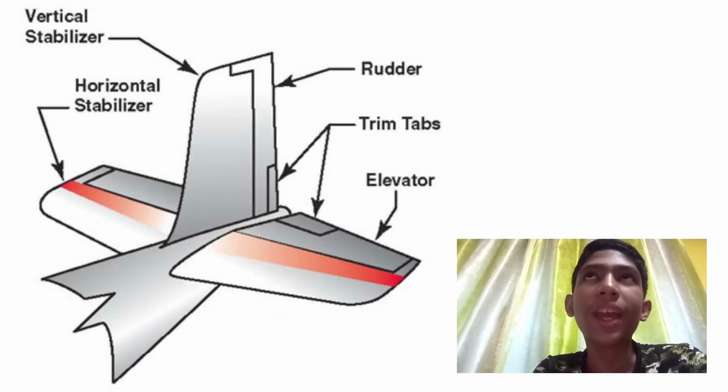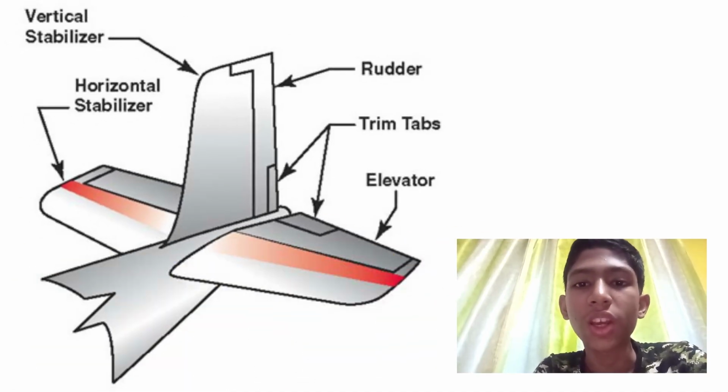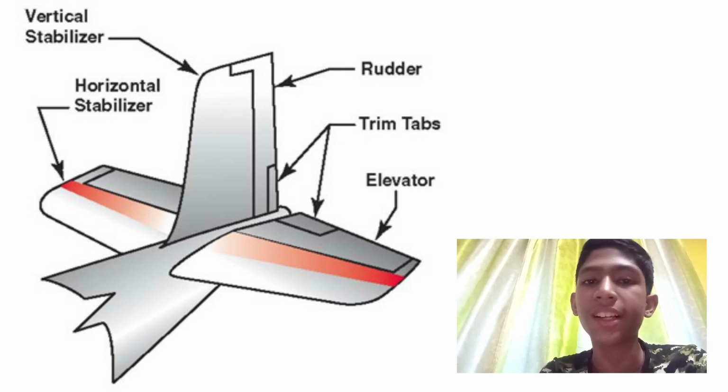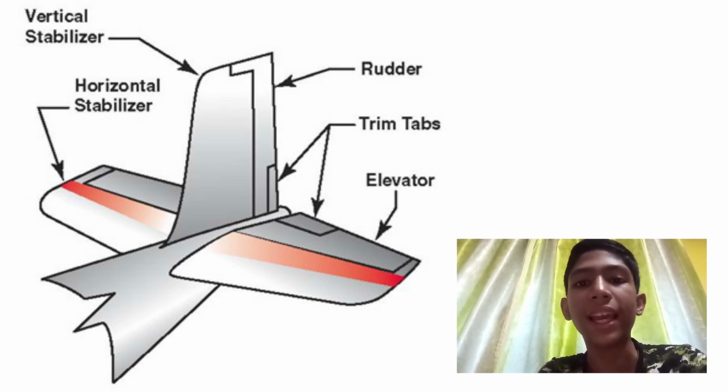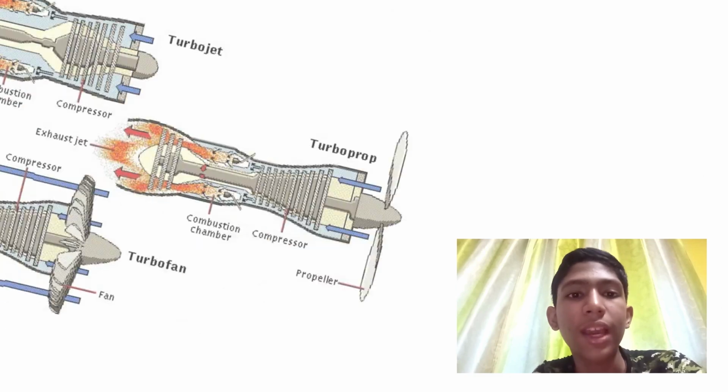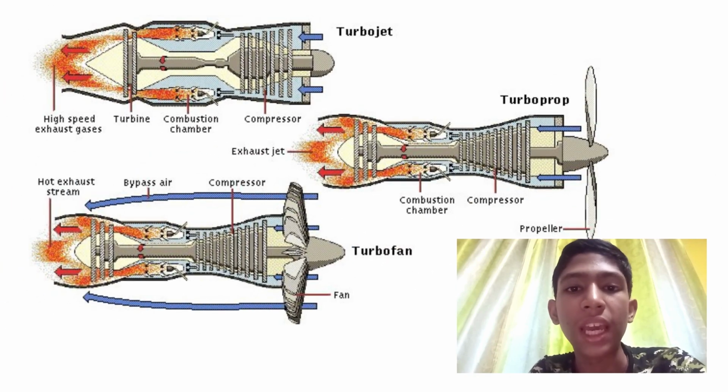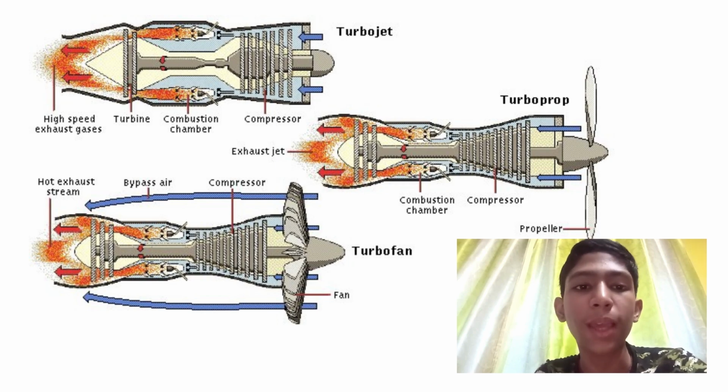Now we come to the empennage or tail portion. We find the horizontal and vertical stabilizers here, which make the aeroplane stable, while the elevator and rudder help to maneuver the plane. Lastly, we have the engines producing thrust. It is the heart of the plane. Engines are mainly of three types: turbojet, turbofan and turboprop.